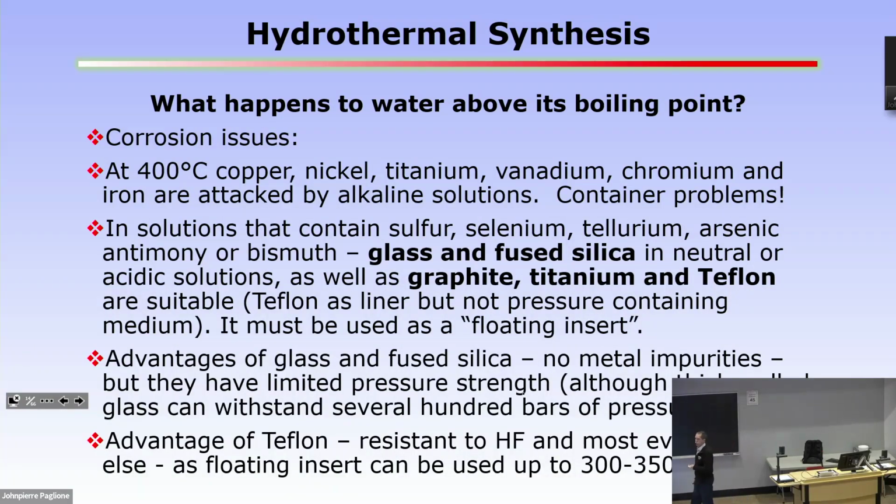Corrosion is another problem. At the low temperatures, you have a Teflon liner. It's pretty inert. That's why we use it. But if you go to higher temperatures, you can't use Teflon, so you have a steel autoclave. And let's say you work under basic conditions, you're going to have a real corrosion issue. So in cases like this, you need to have what they call a floating insert.